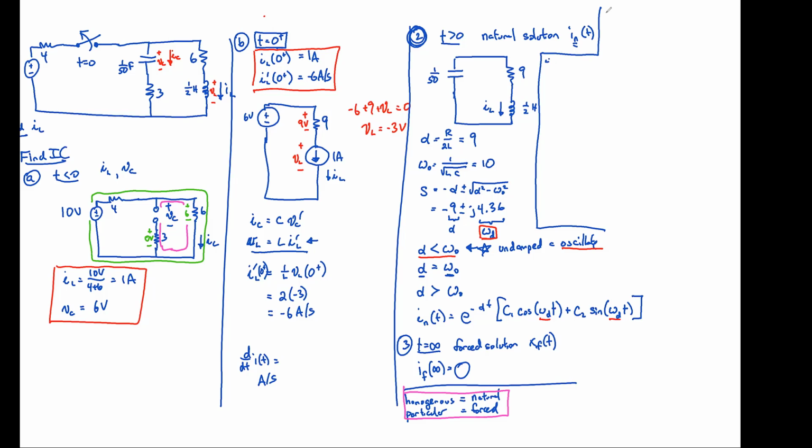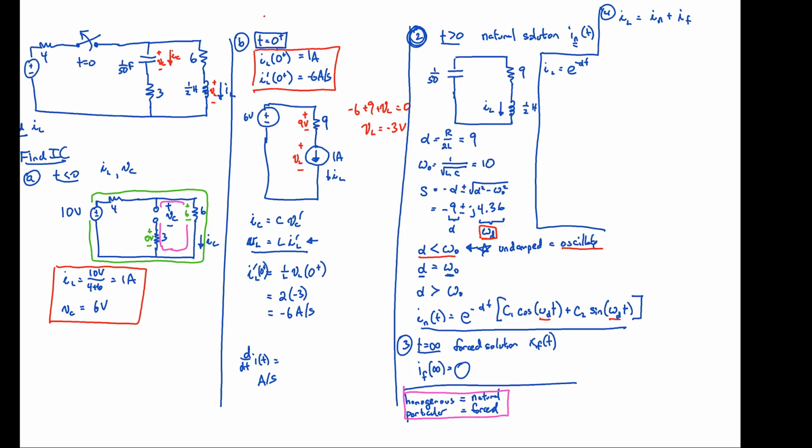Step 4 is to say that the total solution, I sub L, is equal to the natural solution plus the forced solution. So here it's pretty clear. Since the forced solution is 0, it's equal to just this. Yeah, that looks awful. I sub L is equal to e to the minus alpha t.